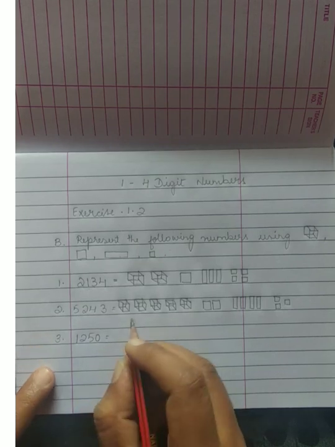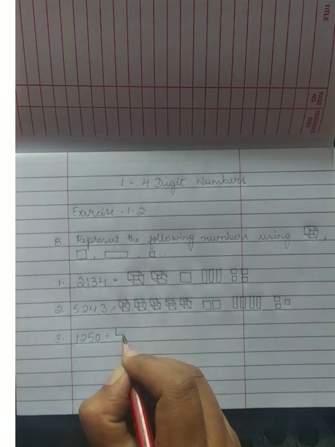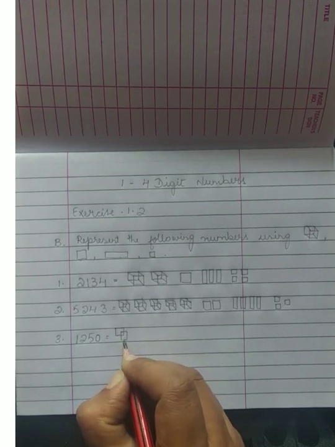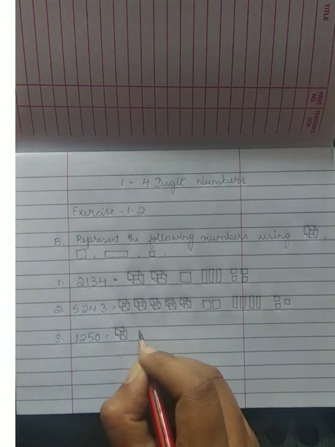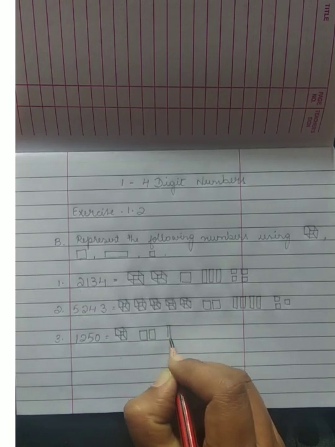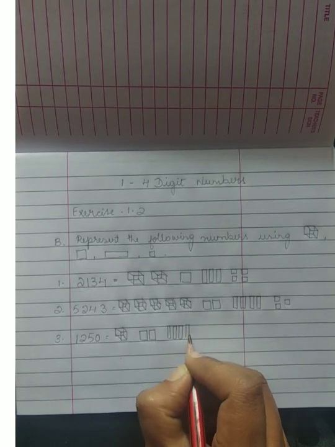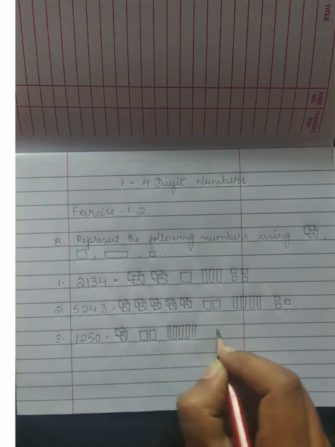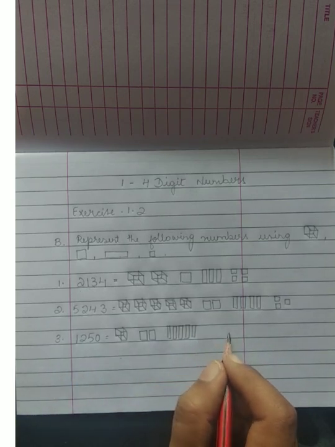1250. Only 1000, 2 hundreds, 5 tens, and 0 ones. So we will not write any small squares here.